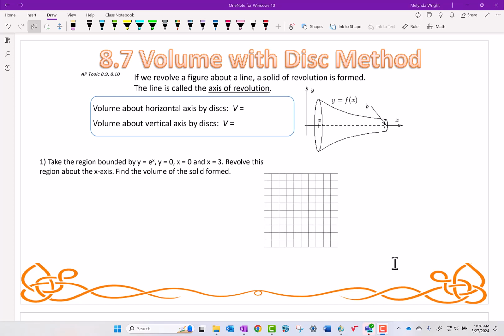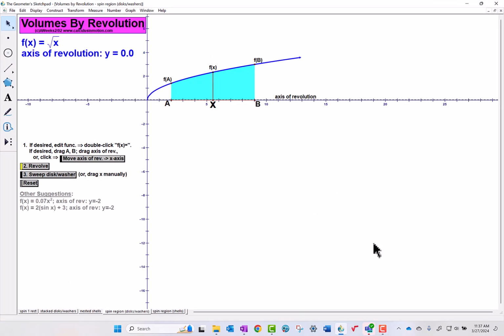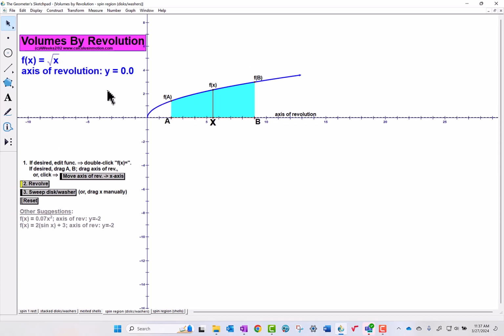Okay, so let me pull up this visual. So this is an example. Let's just get this in perspective. So this function is square root of x. And what we're going to be doing, our first day in this, is disks, and I'll talk about that in a moment. But our axis of revolution is the x-axis right here.